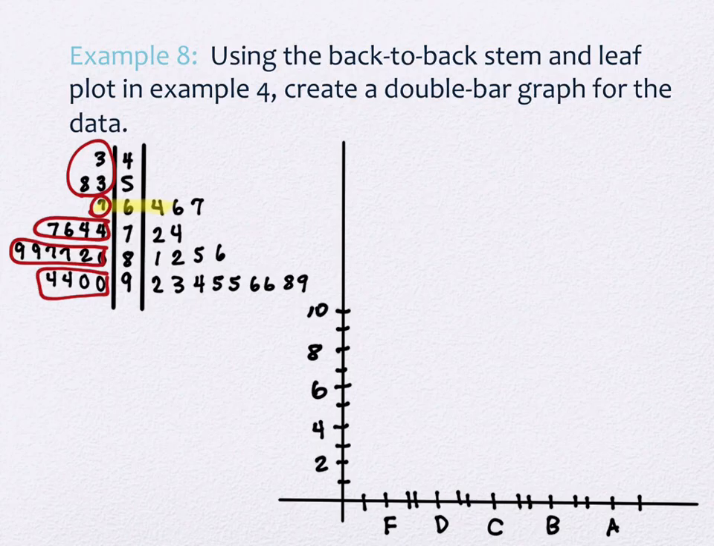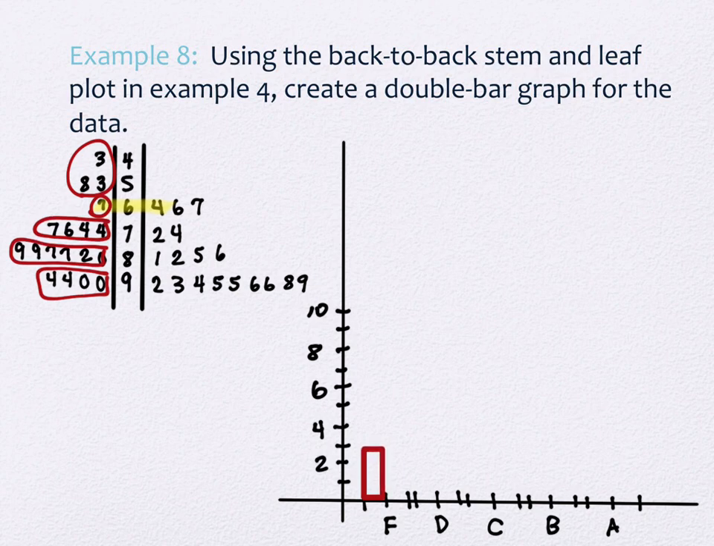So we're going to do all the data from the first exam first, and I'm going to do it with a red rectangle to try to distinguish the difference. So on the first exam, how many Fs were there? 3. They're circled, right? There's 3 of them. So I'm going to do a rectangle of height 3.